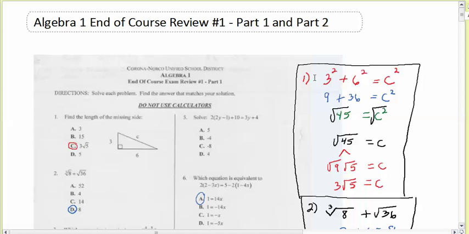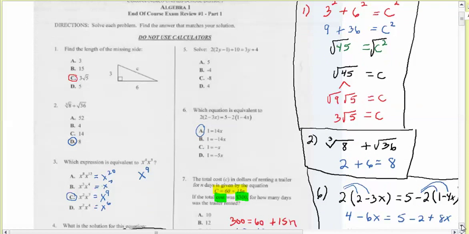The work is right here. So we squared the first side, we squared the second side equal to c squared. I did the math. I got the square root of 45 is equal to c. I broke that down into square root of 9 and square root of 5, so I ended with 3 square root of 5. So that's what your c value is. So it's letter C.